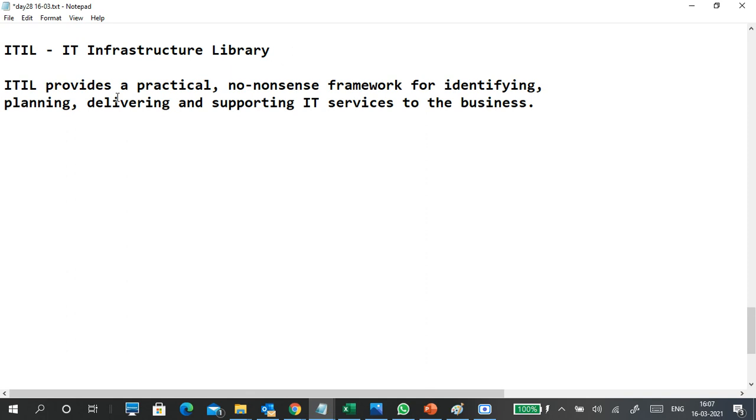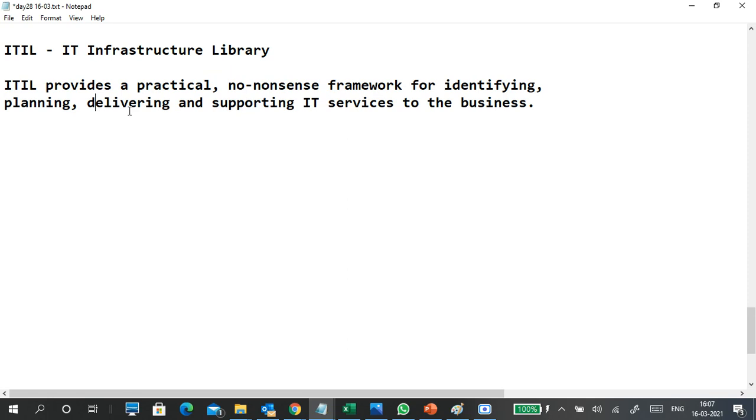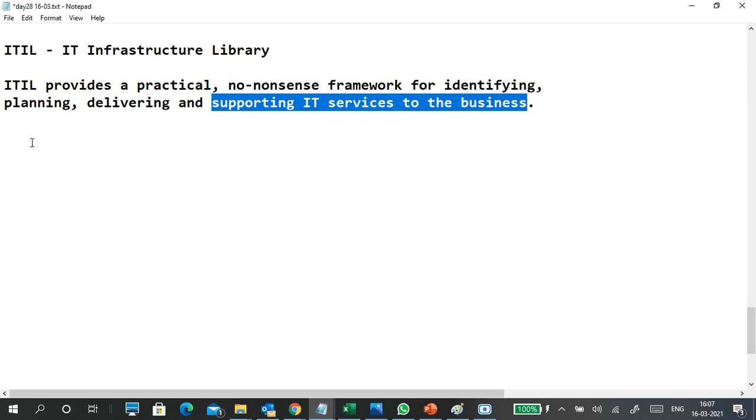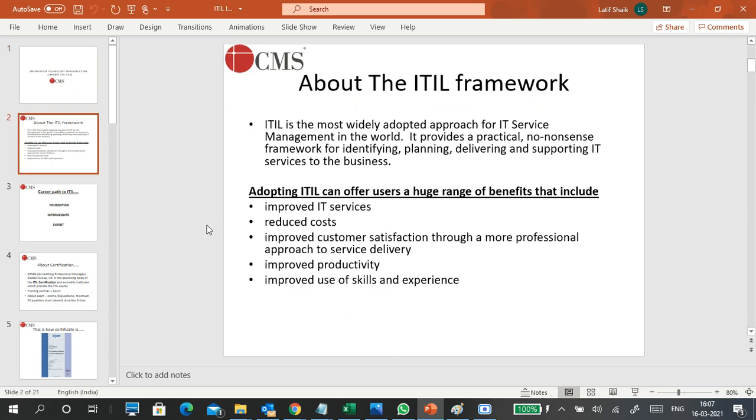ITIL, the IT Infrastructure Library, provides a practical, no-nonsense framework for identifying, planning, delivering, and supporting IT services to the business. Only four words, guys: identifying, planning, delivering, and supporting. This is the main important point of ITIL. Next, the advantages of ITIL.